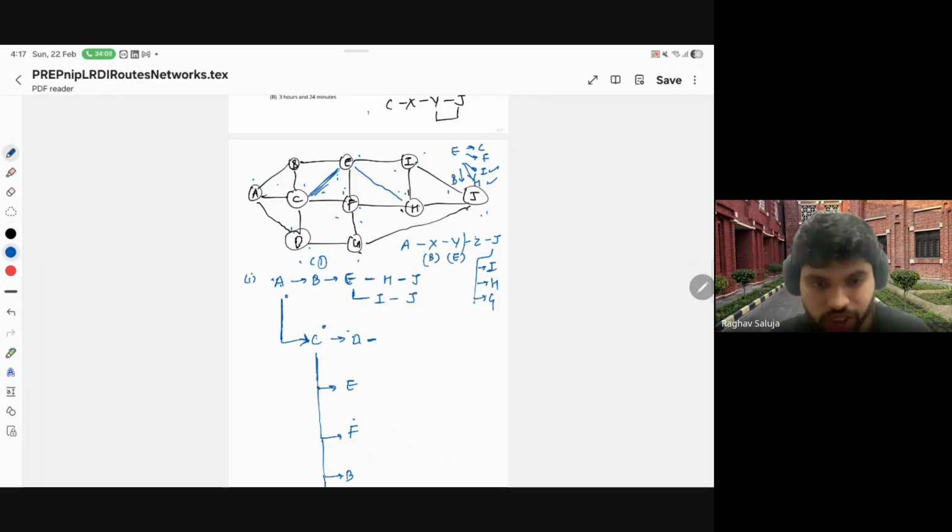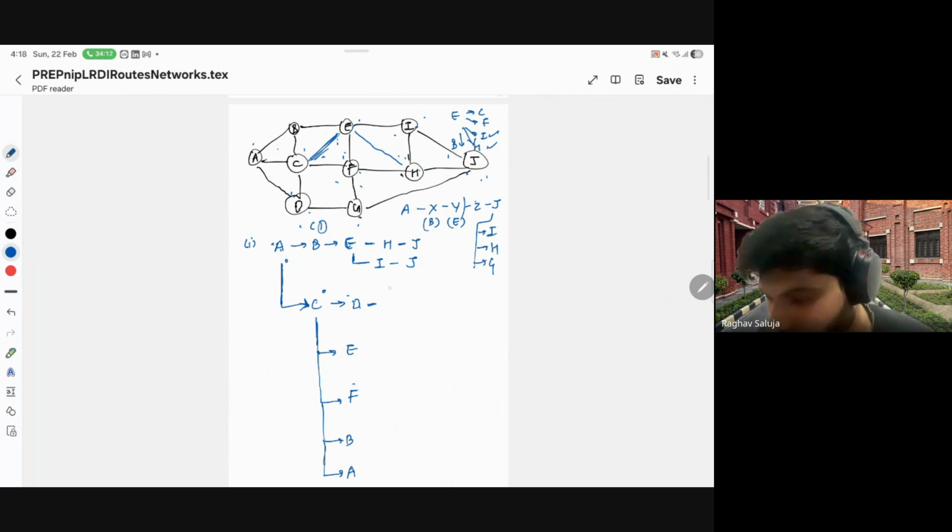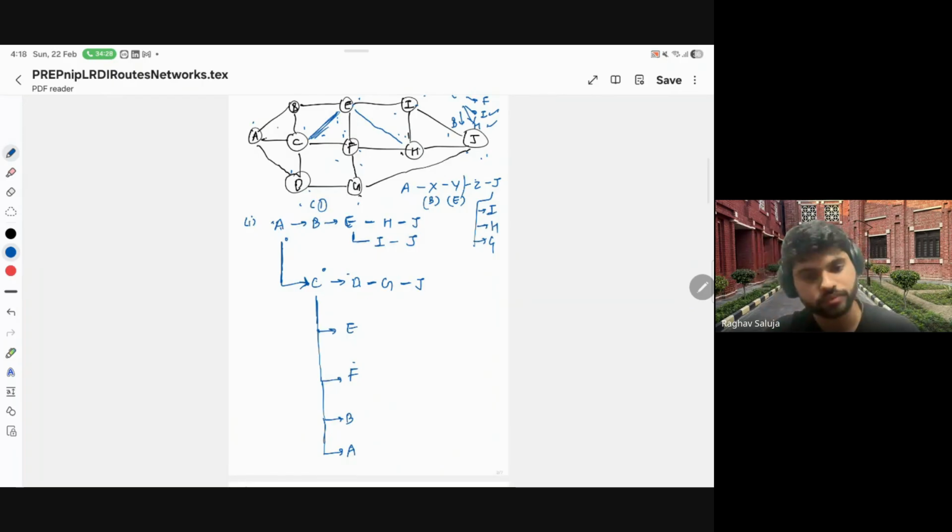I can only go to G. Is there a path between D and H or D and I directly? No, there is not. But there is a path between D and G, and from G I can directly go to J because G is a neighbor. So one path done. Sorted. This is the only path possible.